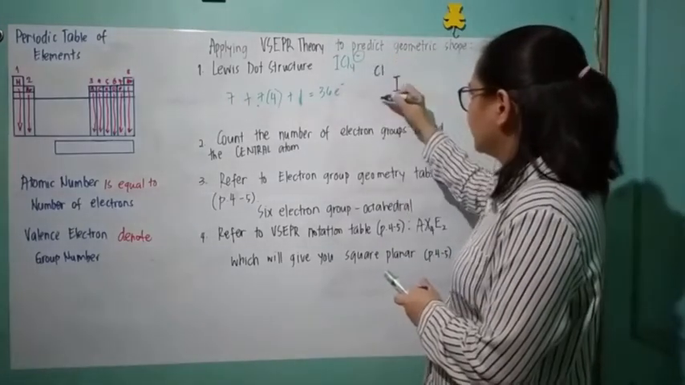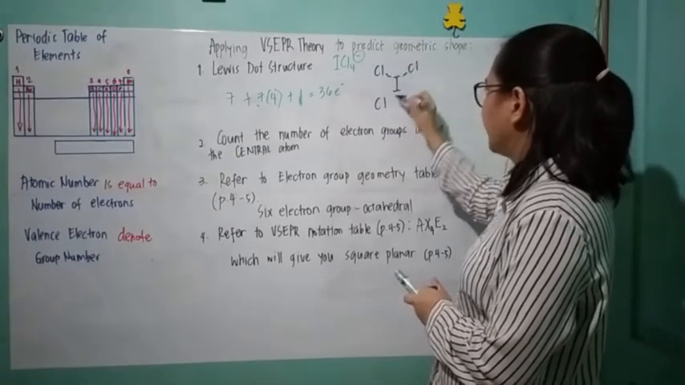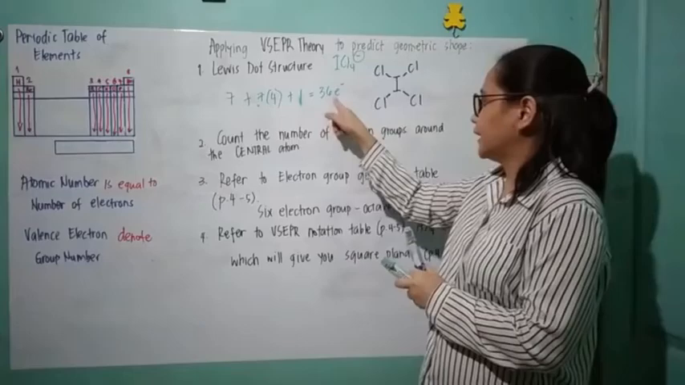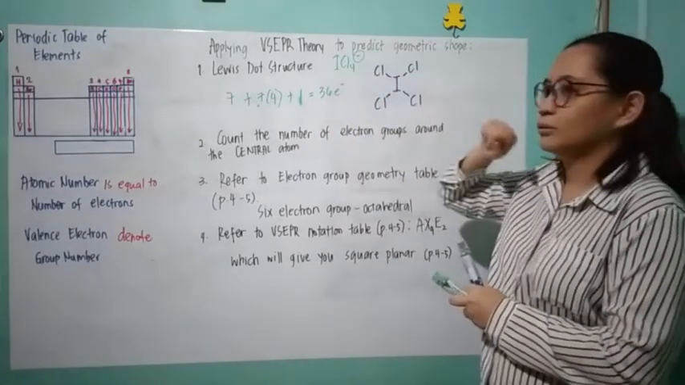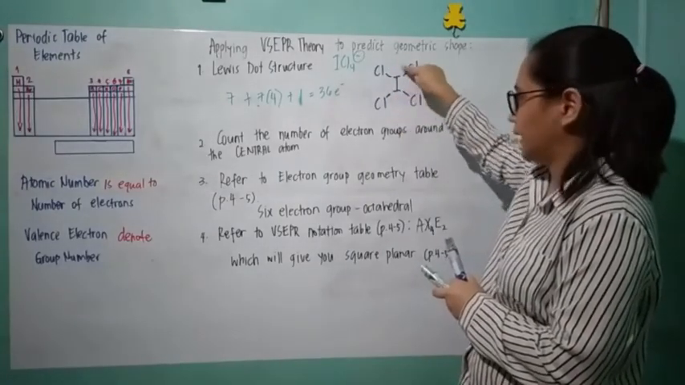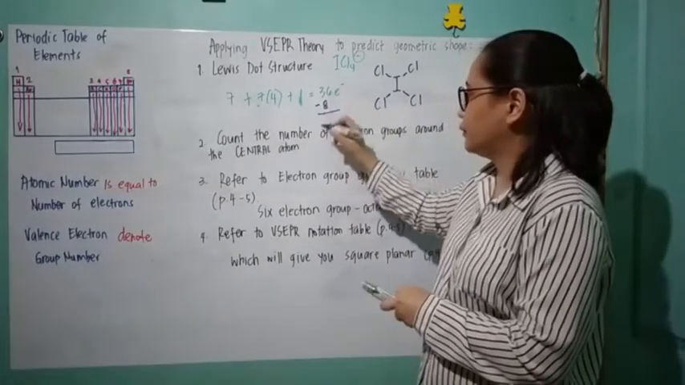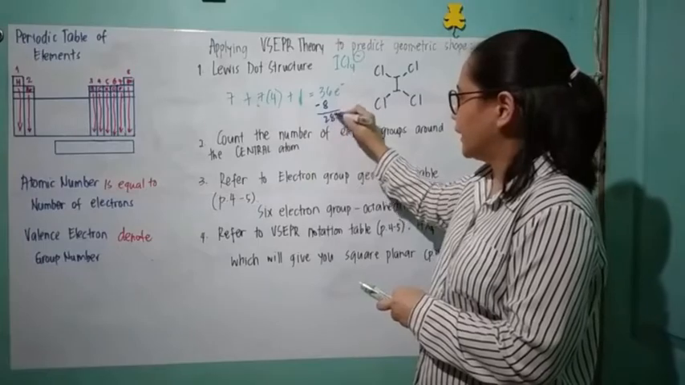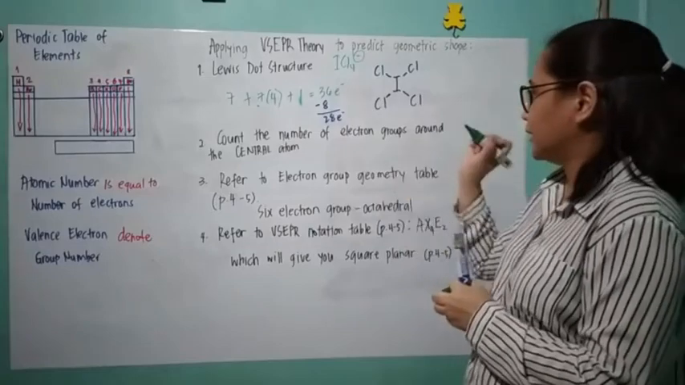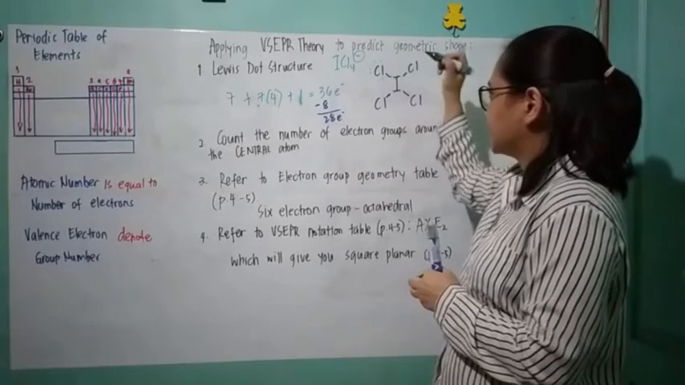Now you have 4 chlorine atoms, Cl, Cl, Cl, Cl, forming bonds with I. So you have 36 electrons. We'll count each bond as 2 electrons, so 2, 4, 6, 8. 36 minus 8 will give you 28 electrons. Distributing the 28 electrons, 1, 2, 3, 4, 5, 6.